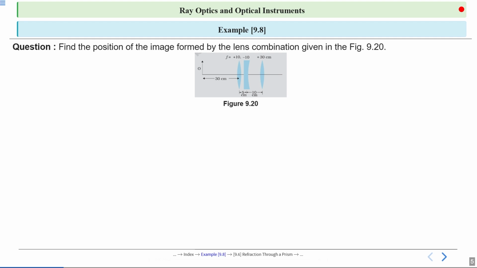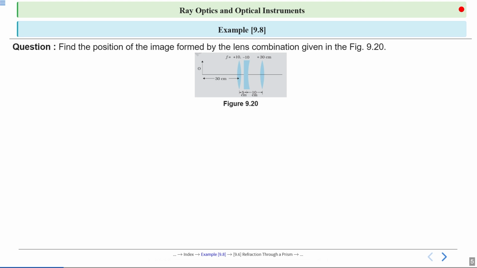Then apply the lens formula 1/f = 1/v - 1/u, where f is the focal length, v is the image distance, and u is the object distance. For each lens, determine the object distance first. For the first lens, this is usually given and can be assumed. For subsequent lenses, the image formed by the previous lens acts as the object for another lens.